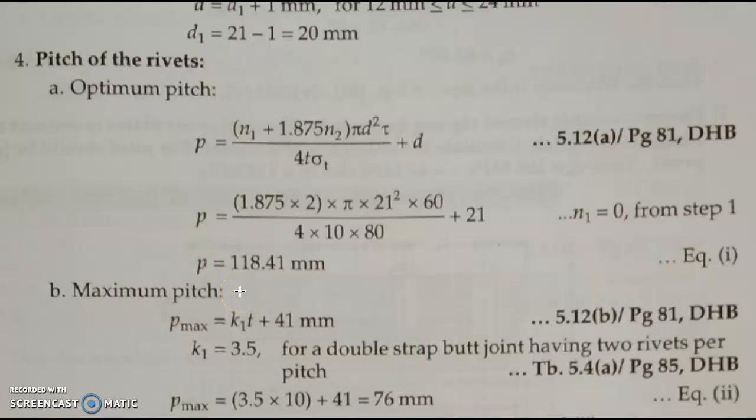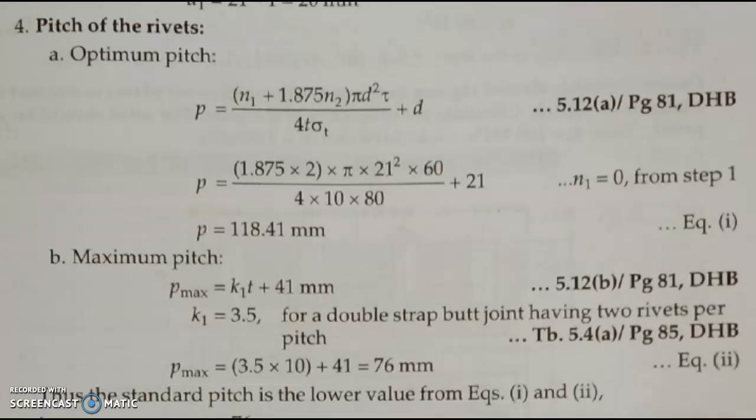The next one is the maximum pitch. In our data book, the next equation, 5.12b, on page number 81 itself, gives Pmax is equal to K1T plus 41 mm. Then what is the value of K1? We will get this value from our data book table 5.4a on page number 85. It is a double strap butt joint and 2 rivets per pitch. So the value of K1 will become 3.5. If we substitute these values in this equation, we will get Pmax is equal to 76 mm.